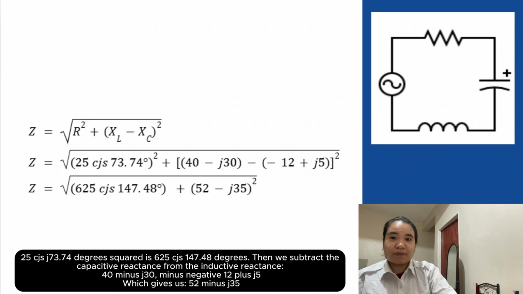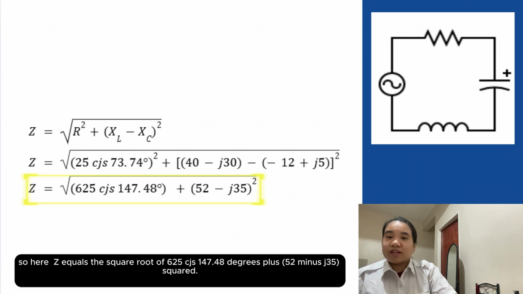25∠73.74 degrees squared is 625∠147.48 degrees. Then we subtract the capacitive reactance from the inductive reactance, which is 40 minus j30 minus negative 12 plus j5, which gives us 52 minus j35. So here, Z equals the square root of 625∠147.48 degrees plus 52 minus j35 squared.